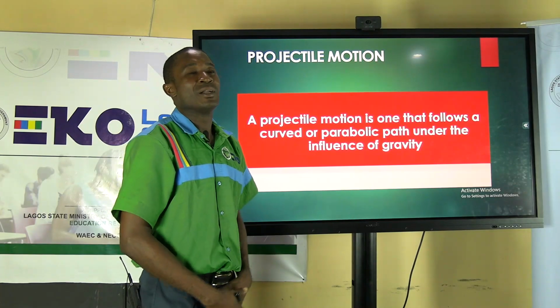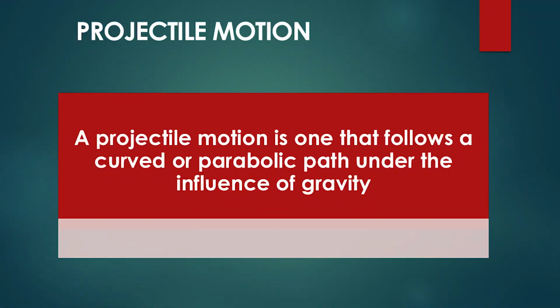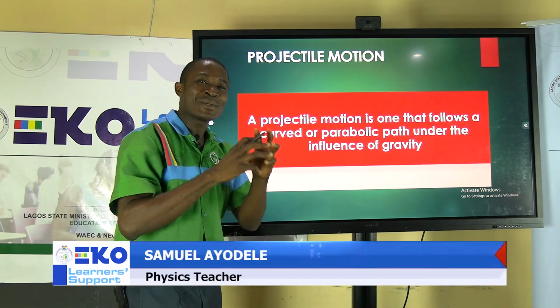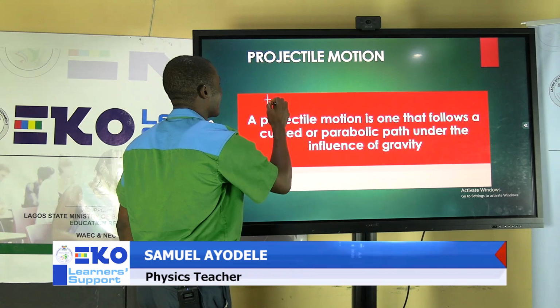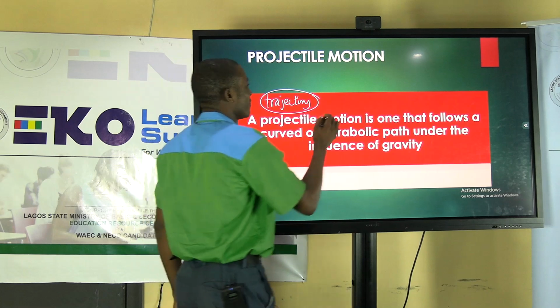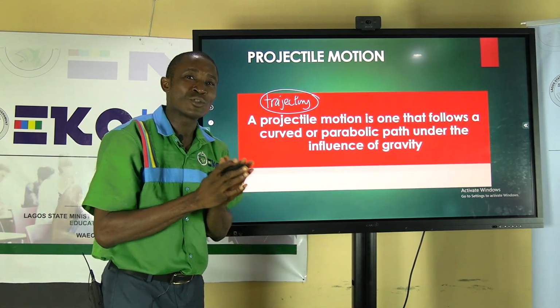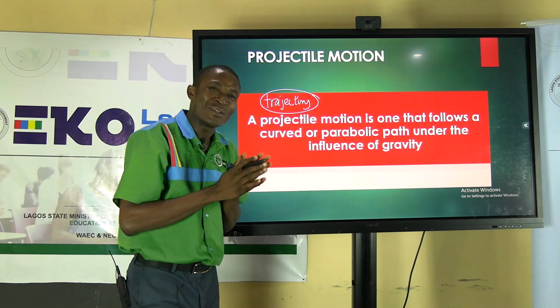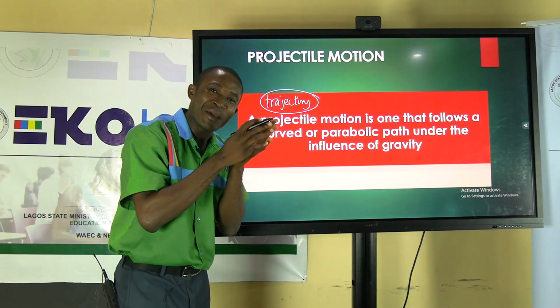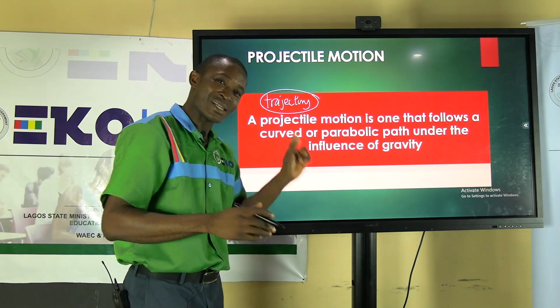Now, projectile. A projectile motion is one that follows a curved or parabolic path, but that motion is under the influence of gravity. And the path which that object follows is what we call trajectory. So if you remember an athlete, if an athlete is to run, it will follow a path called lane. So if an object is to perform a projectile motion, it will follow a path called trajectory. So that's the meaning of that word.